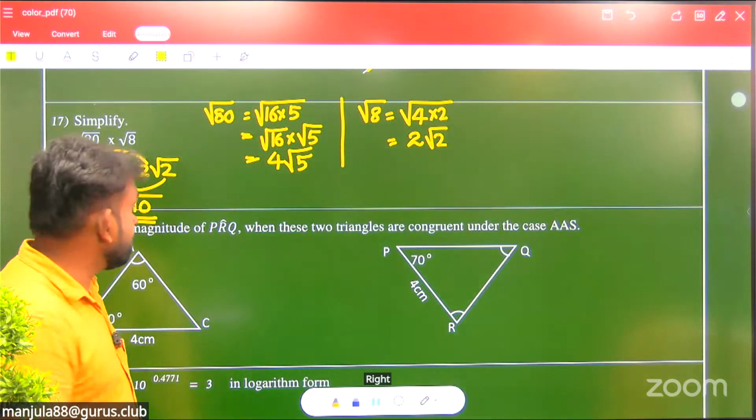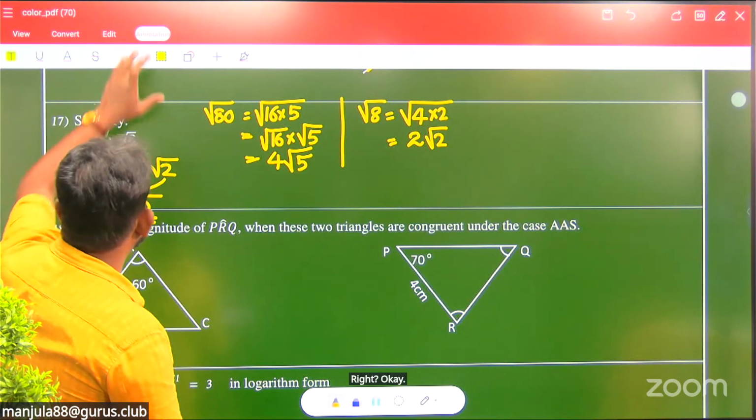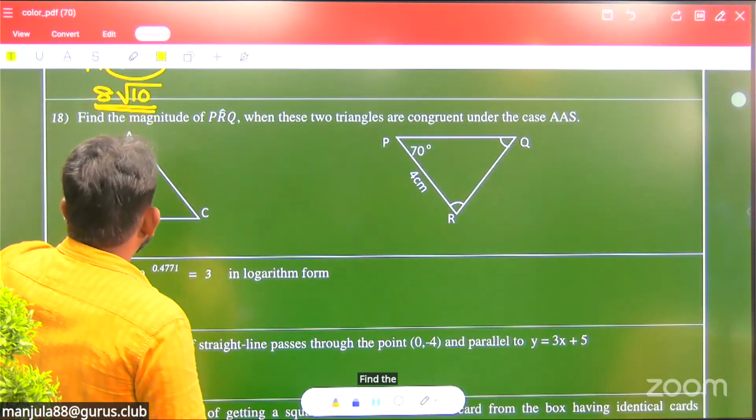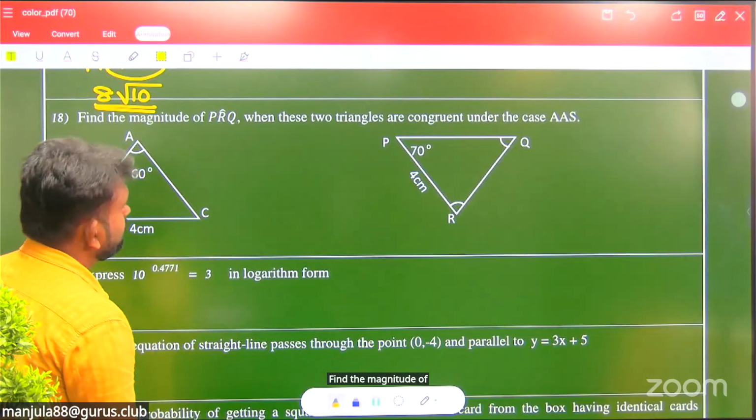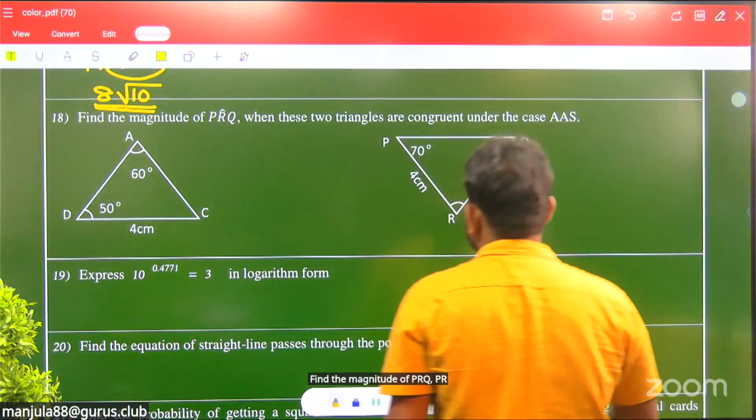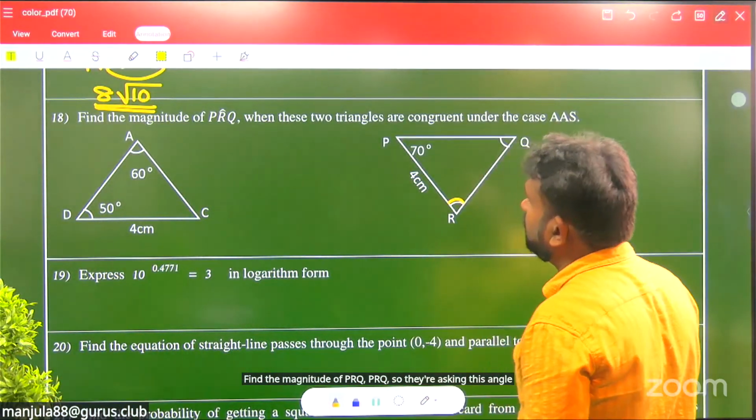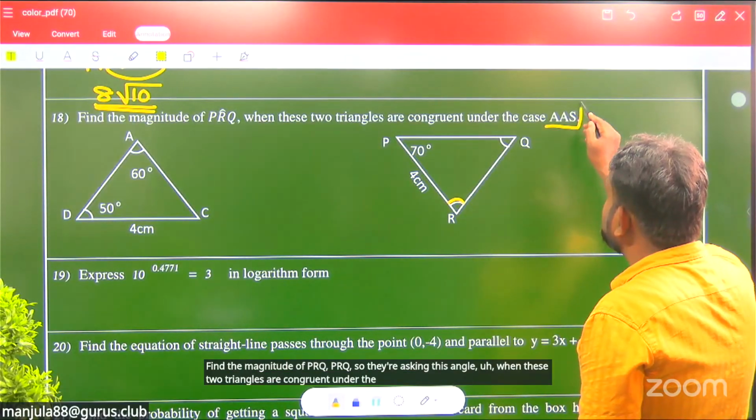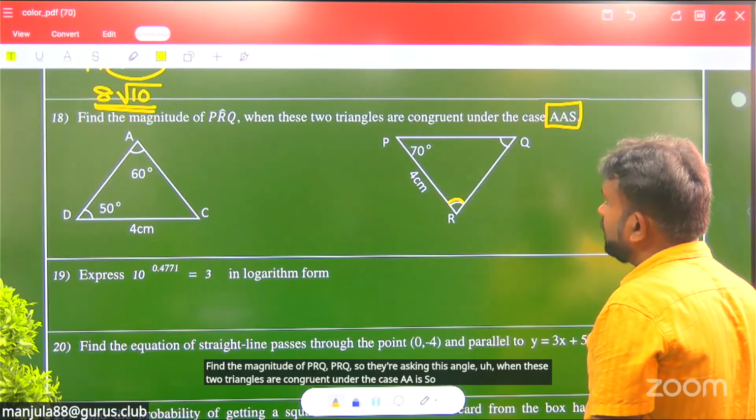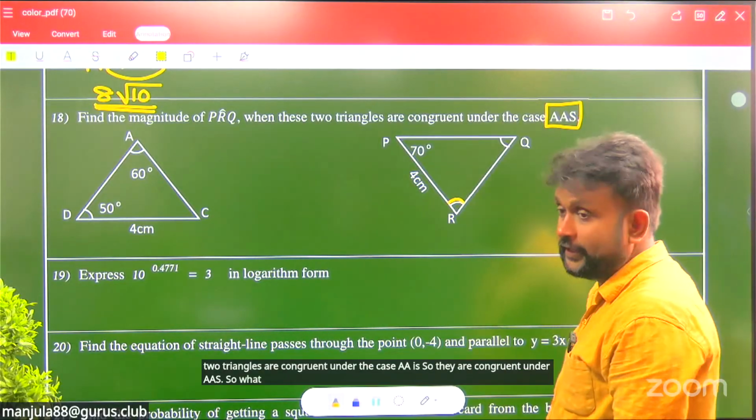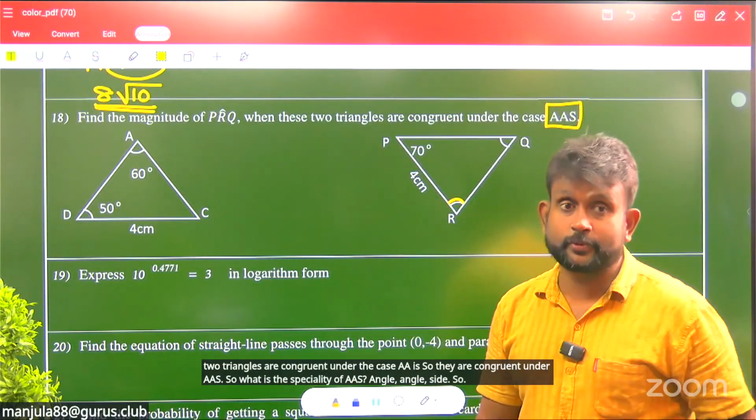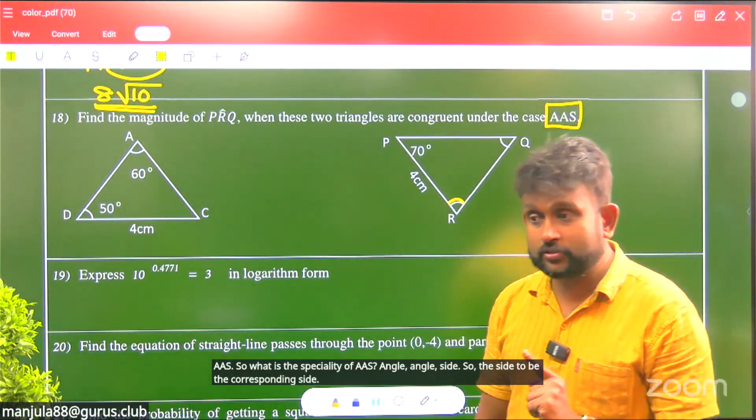Right. Okay. Question number 18. Find the magnitude of PRQ. They're asking for this angle when these two triangles are congruent under the case AAS. So what is the speciality of AAS? Angle, angle, side. The side has to be the corresponding side.